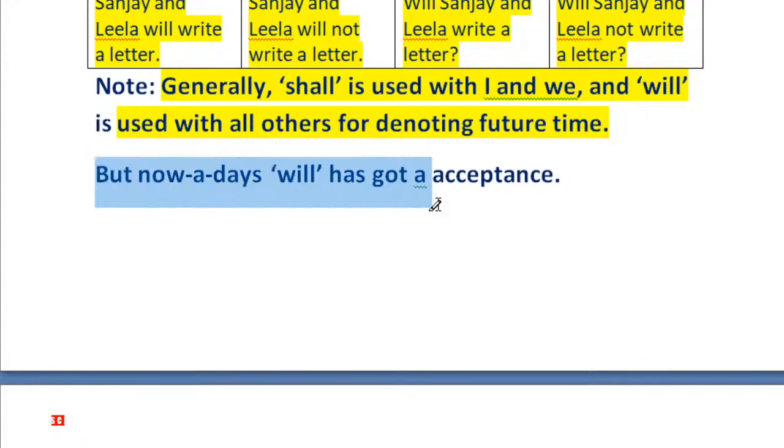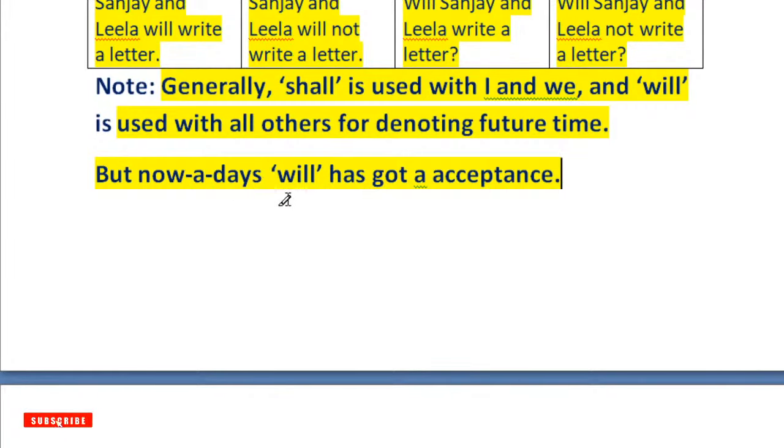But nowadays, will has got acceptance. Nowadays, many people say that will should be used. Many people do not use shall because of the confusion it creates. So if you don't want to create any confusion, use will.